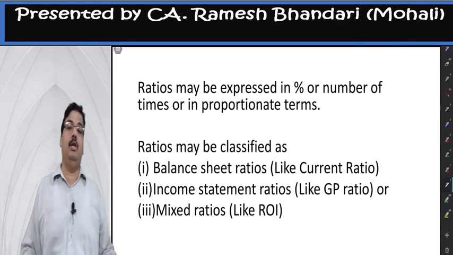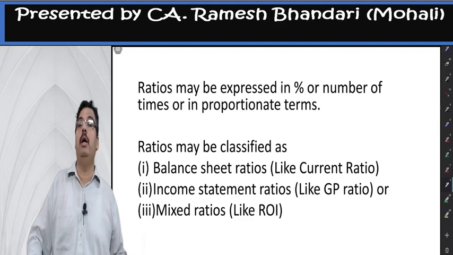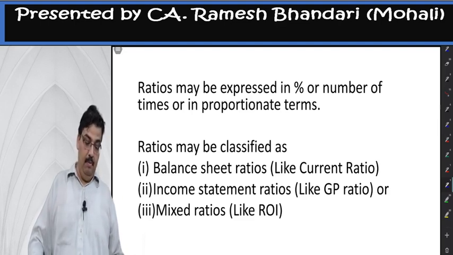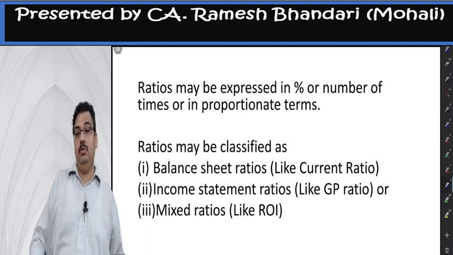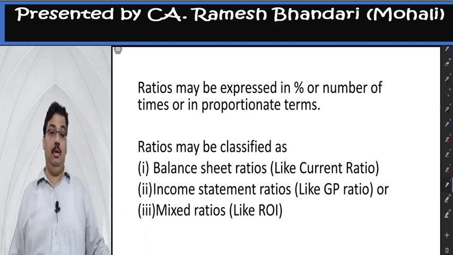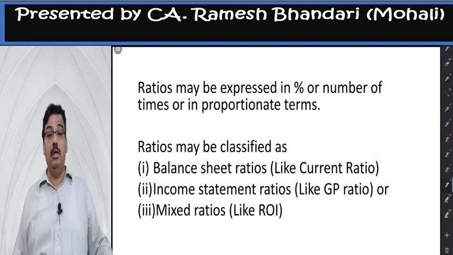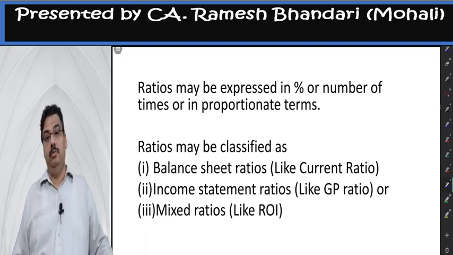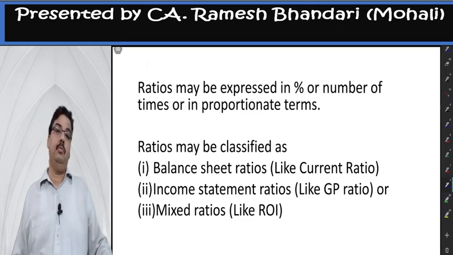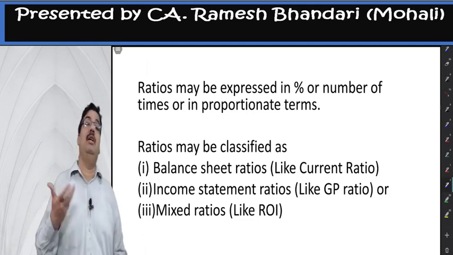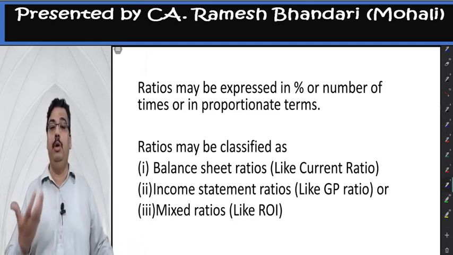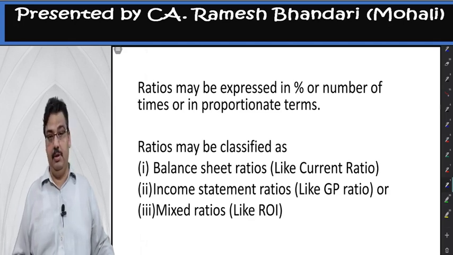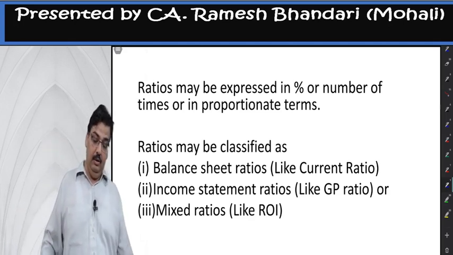Ratio may be expressed in percentage, like GP ratio, NP ratio, ROI. Maybe in number of times. You will find some turnover ratios in times. Debt to turnover ratio is in times. It can be in periods, days, months, like holding periods, or in proportionate terms, like 2:1 current ratio. So ratios can be expressed in different forms. There is a standard for most ratios, so you will know for each ratio in what term it is to be presented.